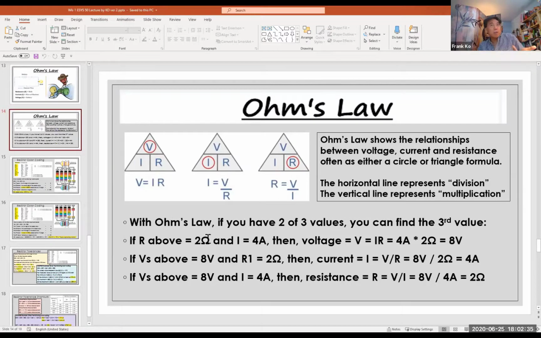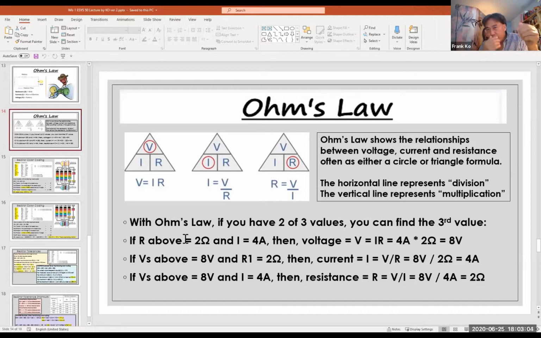If we take a look at the numbers that are given, the very first one, if we say R is equal to 2 ohms and I is equal to 4 amps, you are asked to calculate V. You look at the options in front of you, and you see V is equal to what? I times R, yes? The value of I in this case is 4 amps. The value of R in this case is 2 ohms. 4 amps times 2 ohms gives you how many volts? 8 volts. Pretty straightforward so far, yes?